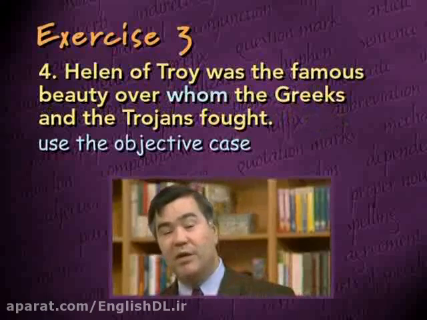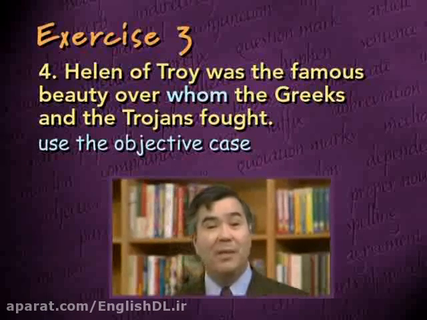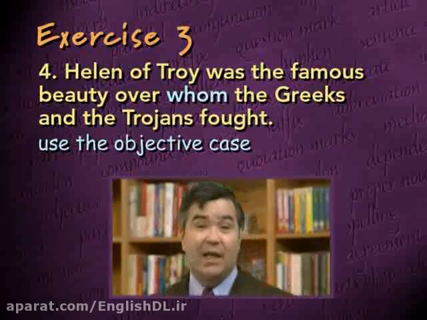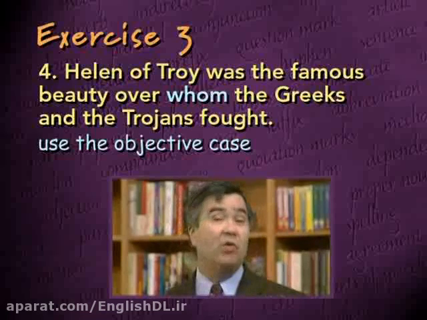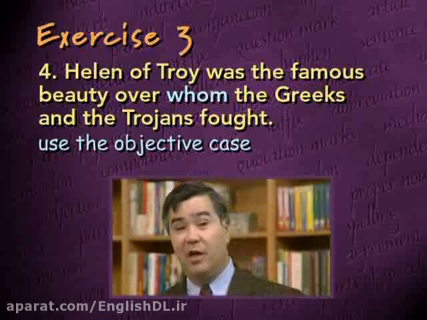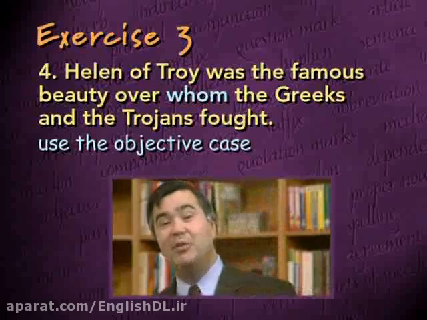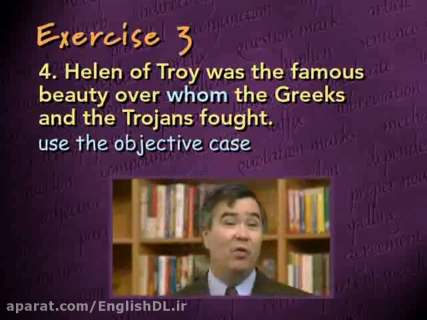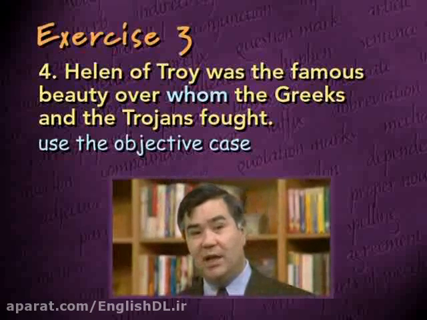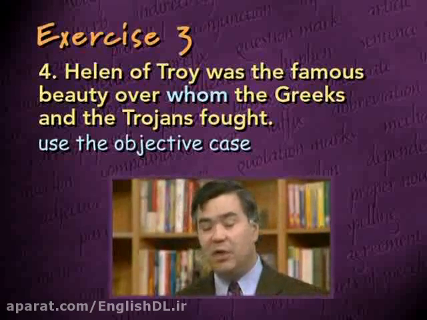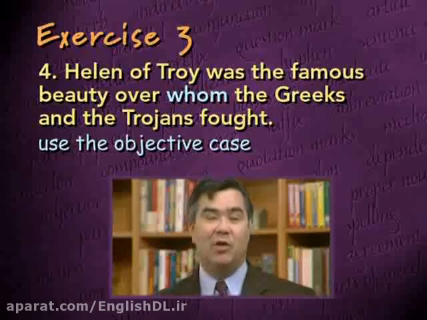We looked for the verb, and then we asked, is who or whom the subject of the verb? And the answer is no. The Greeks and the Trojans are the subject of the verb. Since who or whom is not the subject of the verb, instead it's the object of the preposition, and therefore whom is correct. So this sentence should read, Helen of Troy was the famous beauty over whom the Greeks and the Trojans fought.